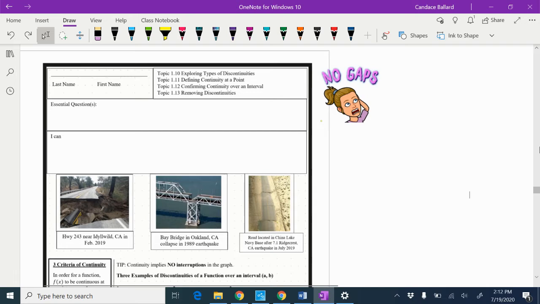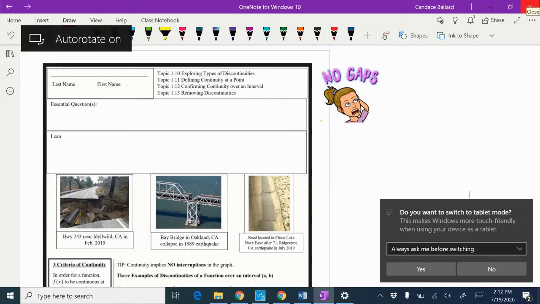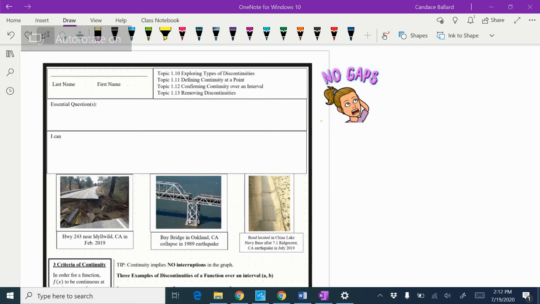All right. So I thought that this picture was kind of funny with the no gaps, because that's what basically it is. If it's continuous, it doesn't have any gaps. That's the easiest, most simplistic way to look at it here. So of course, always put your name at the top. Don't miss it, so I know who it is when you turn them in.